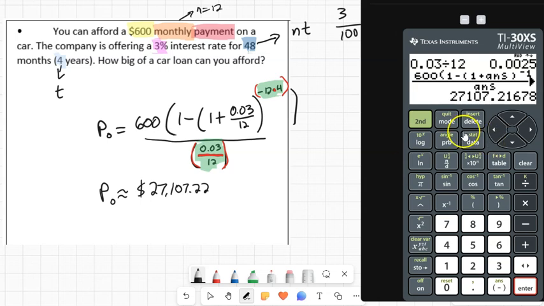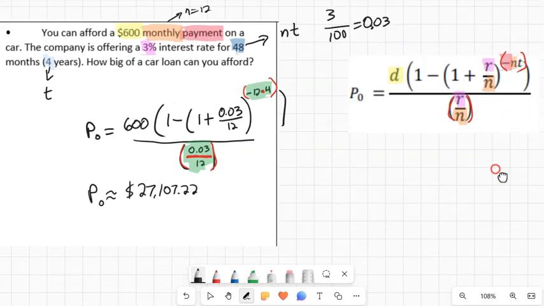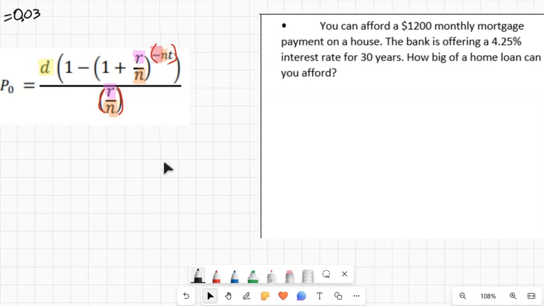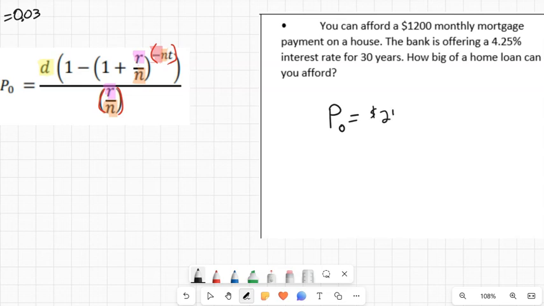All right, whichever way made the most sense, it's time for you to practice. So go ahead and pause the video as you work out this next question. What you should get is P sub 0 equals 243,932 and 24 cents. Great.